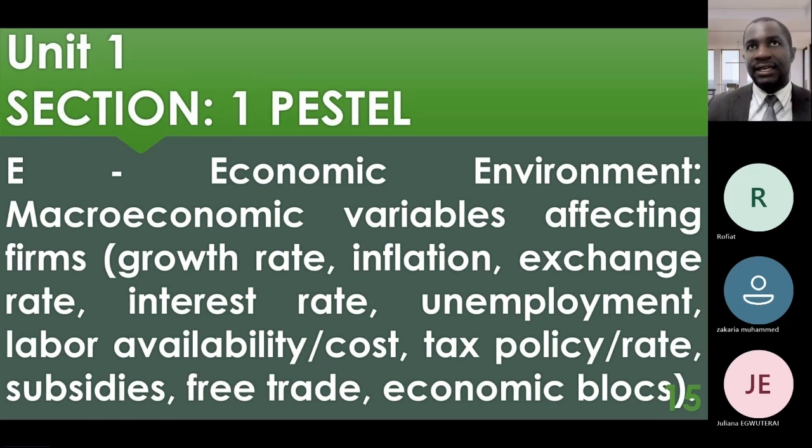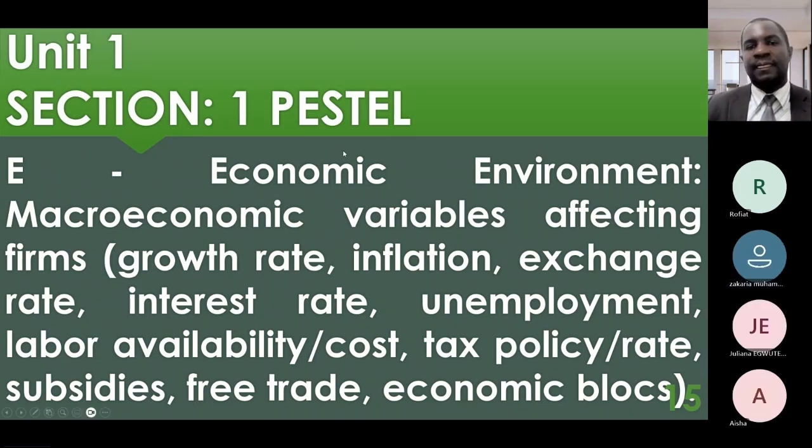Then we have the economic environment, the macroeconomic variables affecting firms. Macro looks at a holistic view, the broader, wider context, while the microeconomy looks at the intricate areas within the environment of the business. So micro is internal, a bit lower, while macro looks at the general economy. The variables affecting firms include growth rate, inflation, exchange rate. These are the macro environment that bedevils the economy.